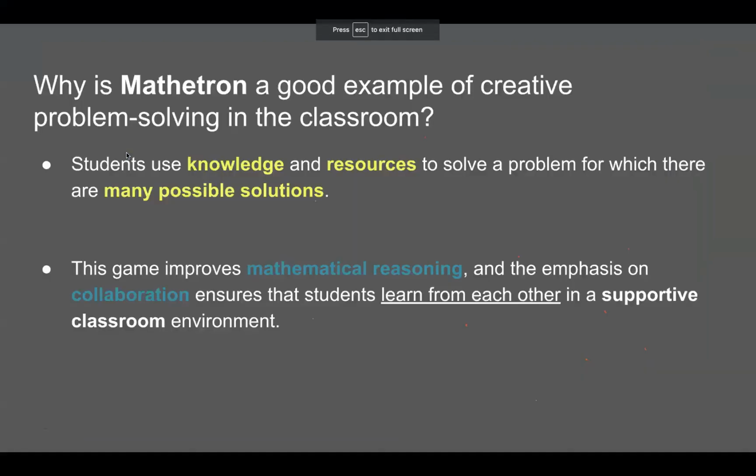so why is Mathetron a good example of a creative problem-solving game in the classroom? Well, again, we have many possible solutions. And this game is really good for mathematical reasoning, and it's also good for collaboration, so that we have a collaborative classroom environment. So I wish I had more activities that we could play as a group, but instead I'm just going to do a demonstration of some other activities I do in class.